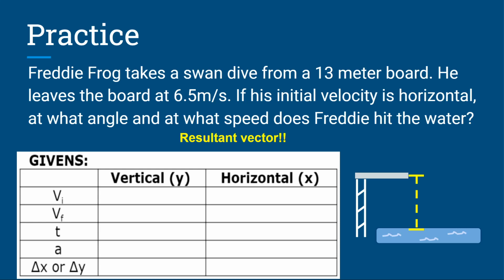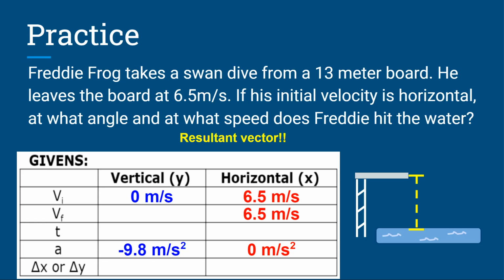But before I get to that, let's go ahead and label what we know about this scenario. I know that his initial velocity is horizontal. It says it right here. His initial velocity is horizontal, which means it's not vertical, which means my initial vertical velocity is 0. I do know that my initial horizontal velocity is 6.5 meters per second. It's going to be the same the whole time because my horizontal acceleration is 0. Vertically, my initial velocity is 0, and my acceleration will be due to gravity, negative 9.8 meters per second squared.